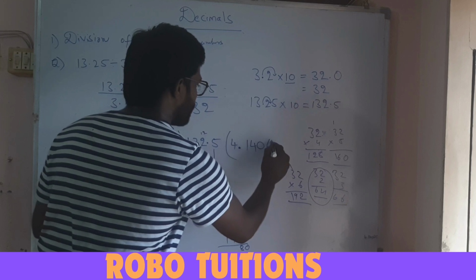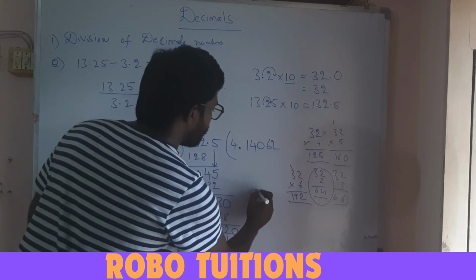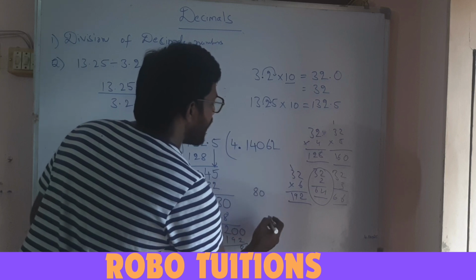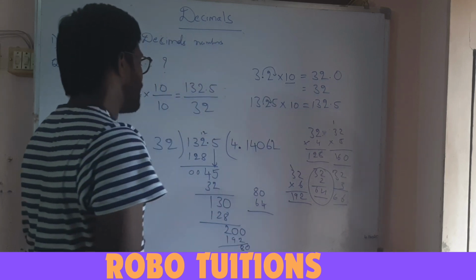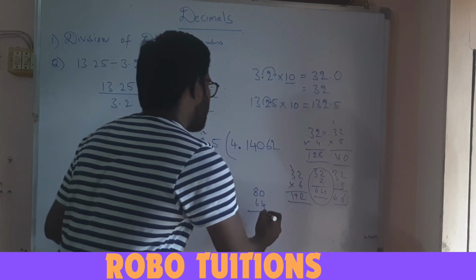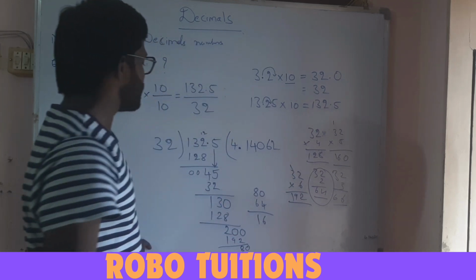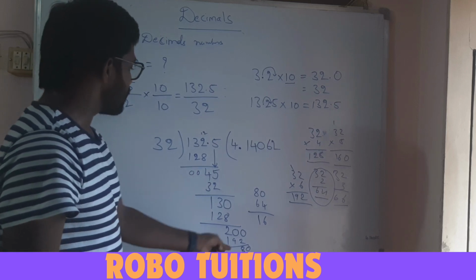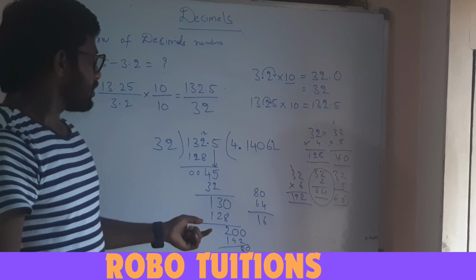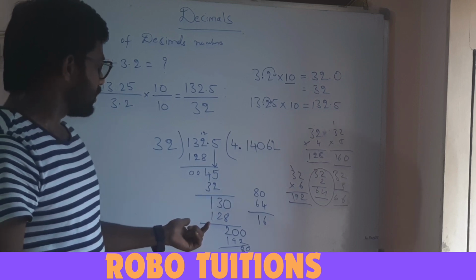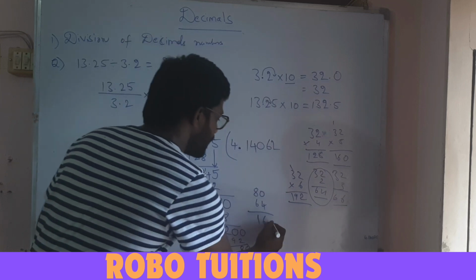So 2 times, 80 minus 64, the answer is 16. So the remainder here is 16. So what do you do? 16 is smaller than 32, that's why you put again 0 here.